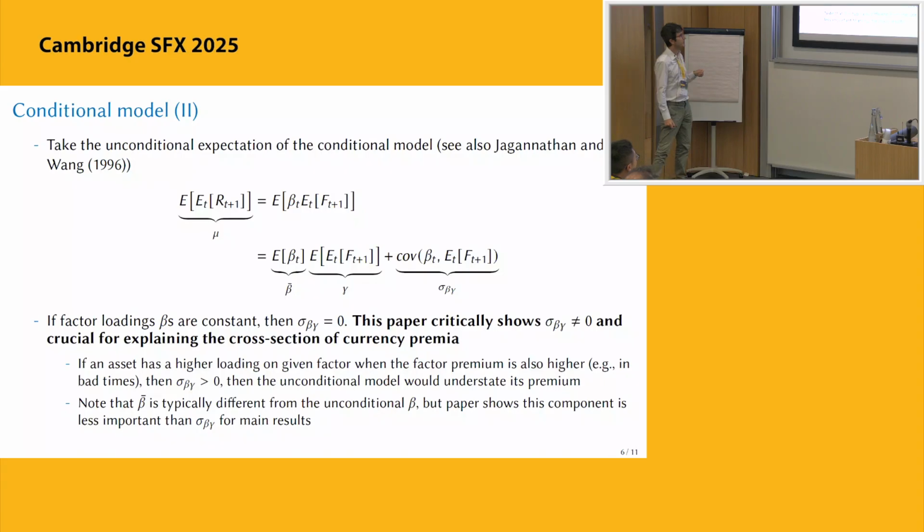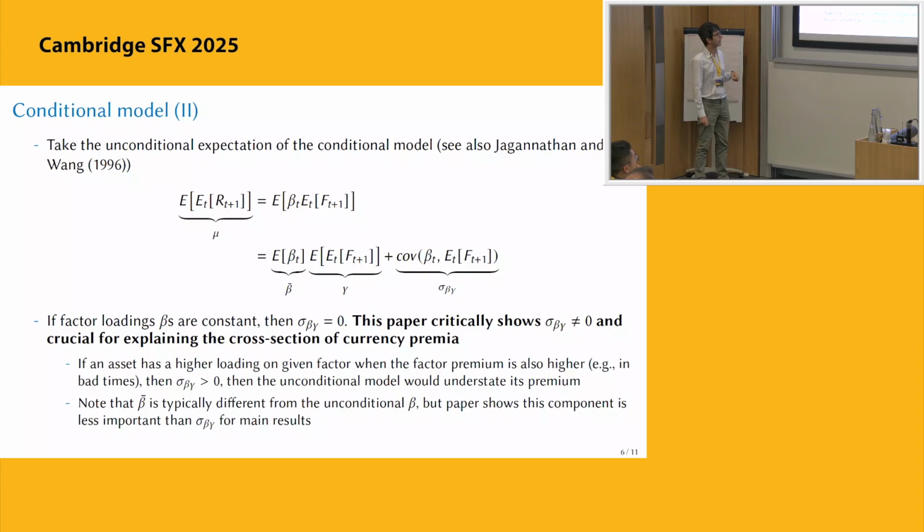Okay? What the authors show is that the covariance part is really crucial for the result. It's the component that really is able to price the cross-section, this rich cross-section of currency portfolio, and that covariance, of course, shows up only if beta are not constant.